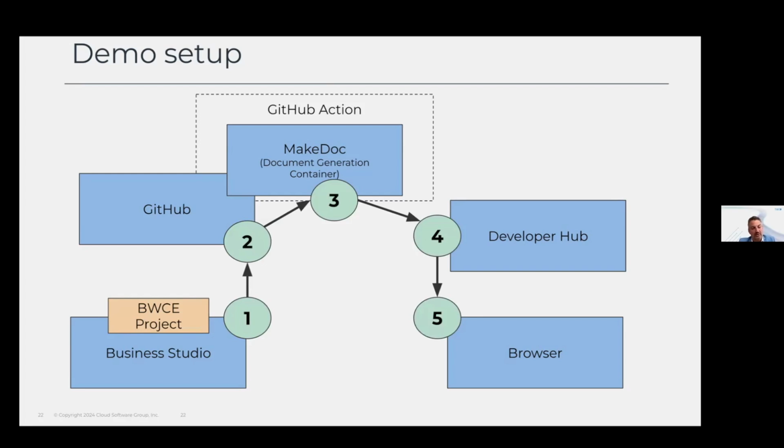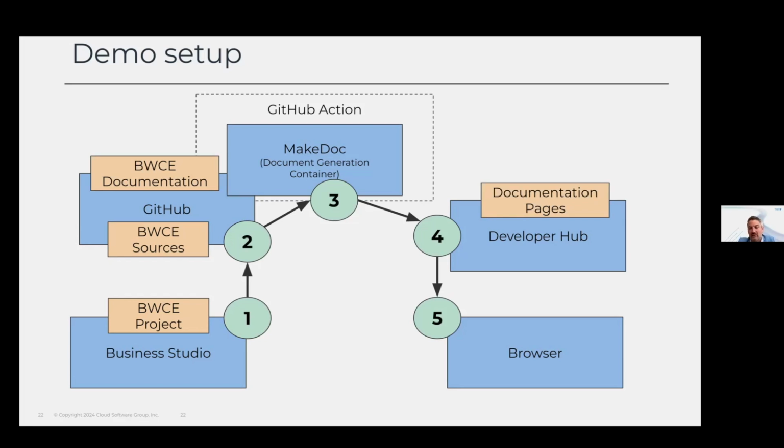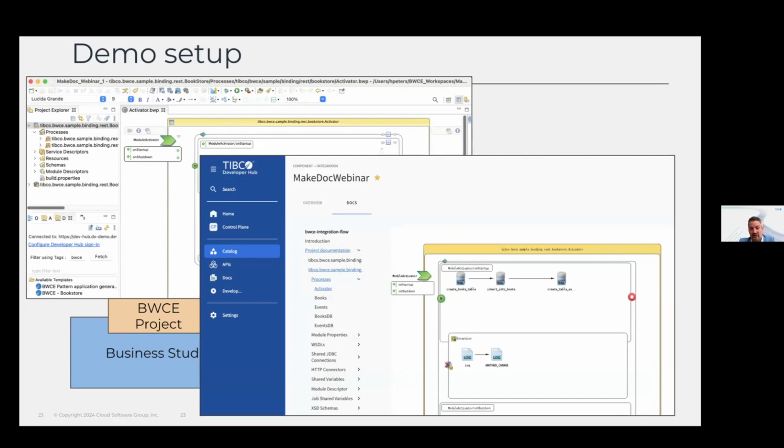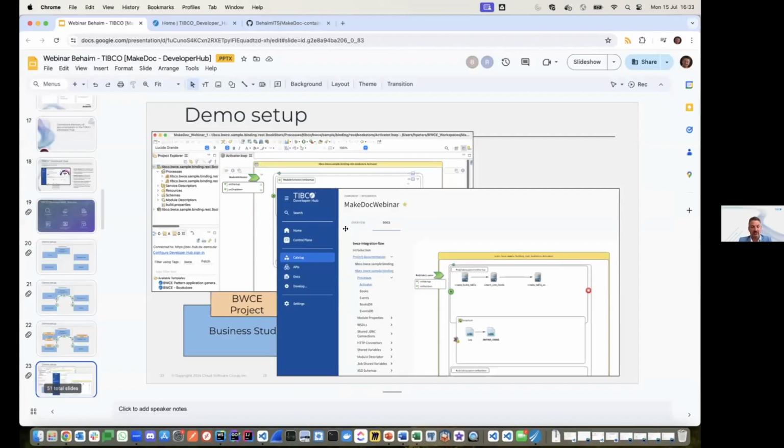So you have a BW CE project in Business Studio, with the sources being in GitHub. There you have the documentation that can basically be kept in sync with the actual sources by the MakeDoc tool. And then eventually we get the documentation pages in Developer Hub that are then searchable. So here you see that. Here you have that piece of code where we're going to make a change, and then eventually you will see that change in the Developer Hub.